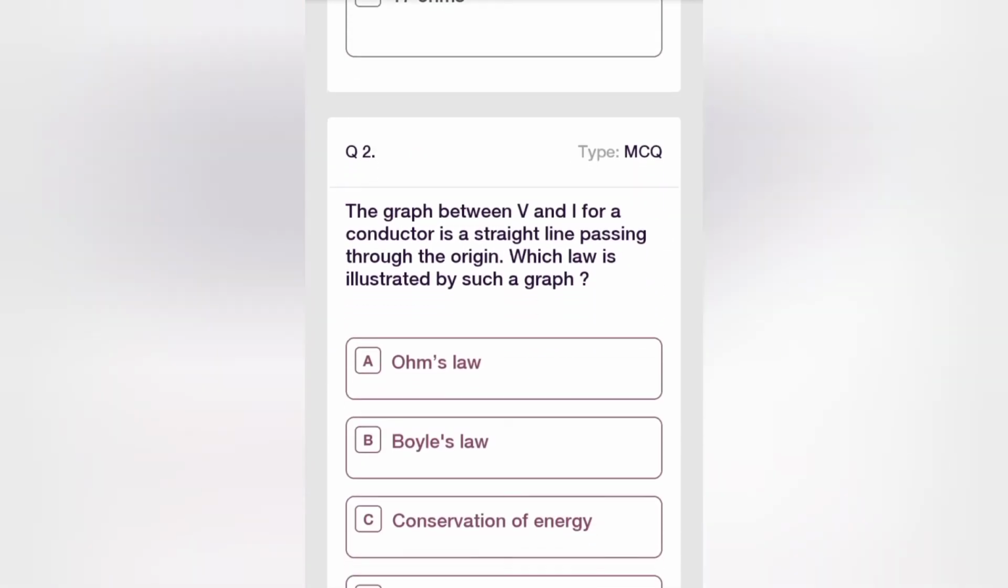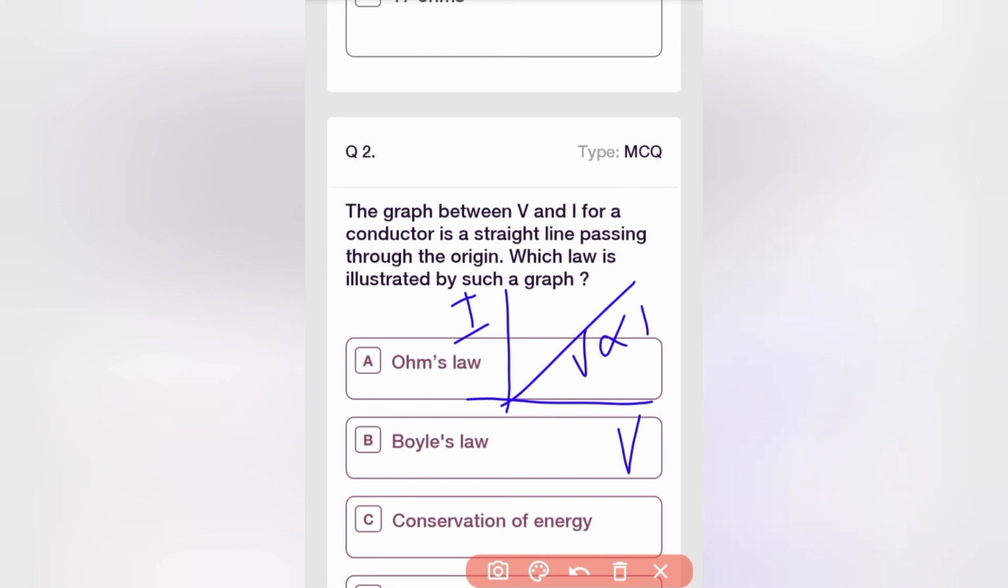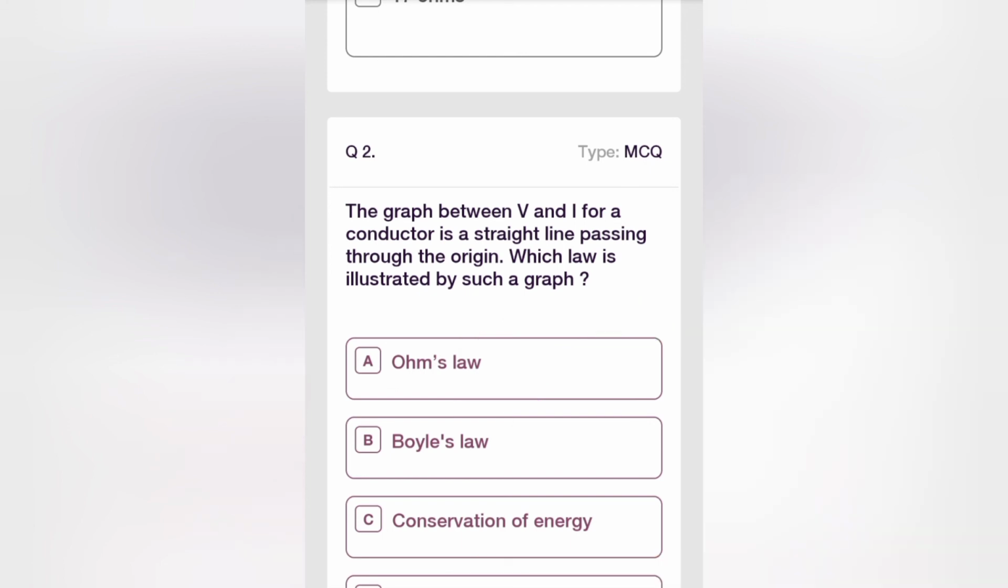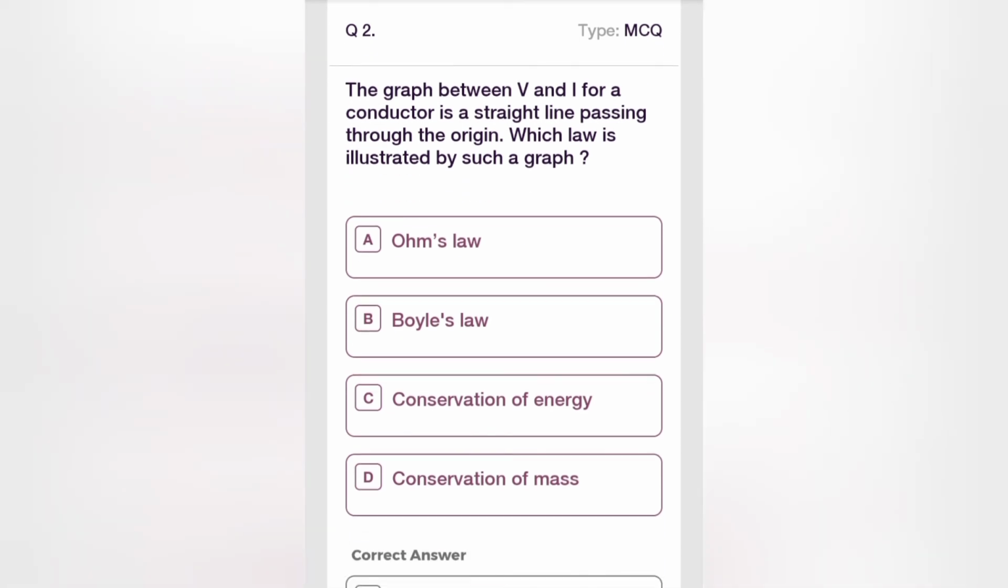The graph between voltage and current for a conductor is a straight line passing through origin. Which law is illustrated by such a graph? We know that if we draw a graph of voltage versus current, it's going to be linear. So which law does it resemble? V is proportional to I, which is Ohm's law. The options given are Ohm's law, Boyle's law, conservation of energy, conservation of mass. So the answer is option A, Ohm's law. That is the correct answer.